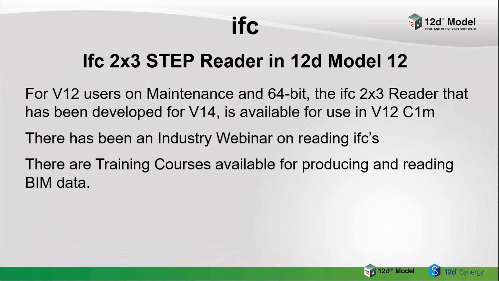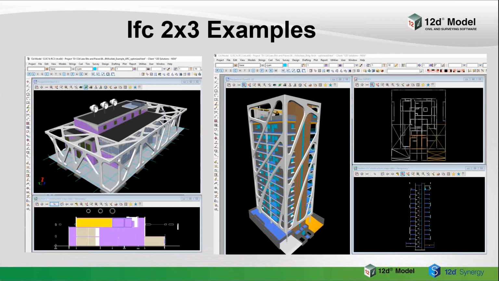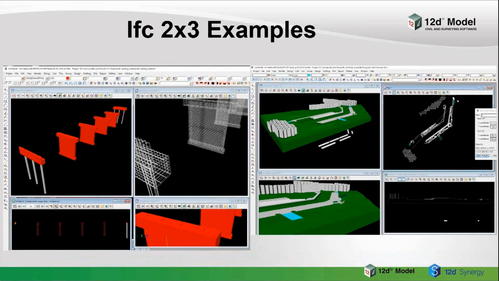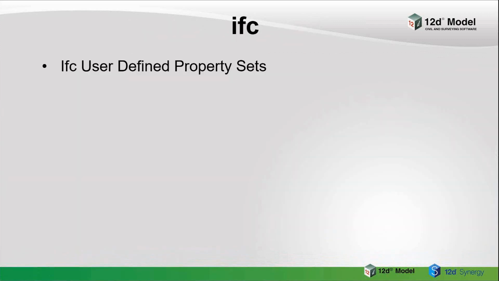Here are a few of the IFC 2x3 examples, like these ones from ArchiCAD. They've come in from ArchiCAD and are being displayed in 12D Model. Because once it's inside 12D, you can use all your things like sectioning through it and section view, all those things that are often hard to do in the other packages. There's one here, I think on the left, that might have been from a Bentley product, and the Vectorworks is the one on the right. So we're trying to get examples and try them out to make sure they all work.